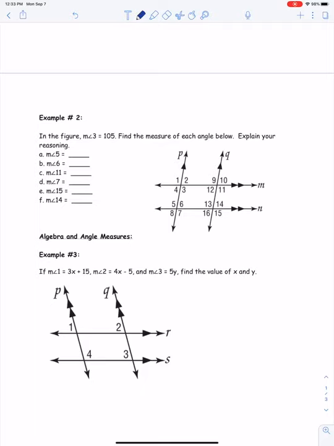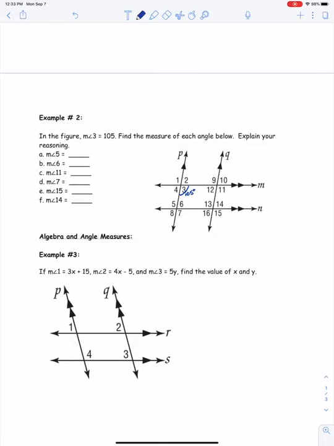Welcome back. Hopefully you've done your work and paused the video and done this on your own. So let's do this real quick. The measure of angle 3 is 105 degrees. So we can find each one of these angles by just using that one angle, okay?